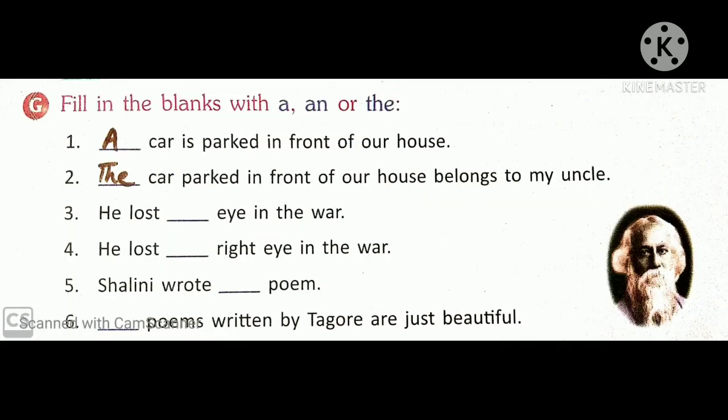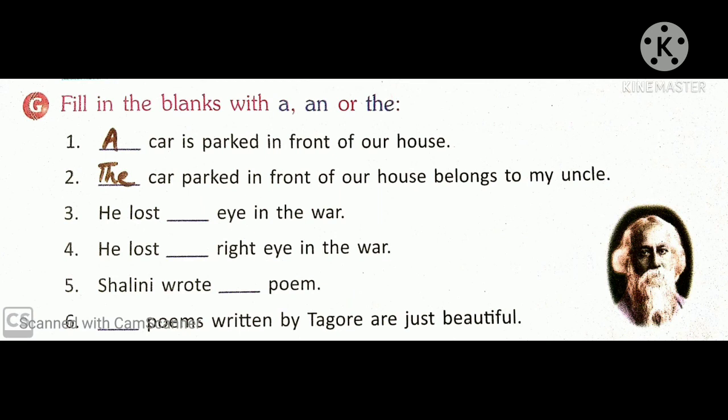Exercise G. In this exercise, you have to fill in the blanks with a, an, or the. I have done 2 answers for you. You have to do the next 4 on your own. Dash car is parked in front of our house. There can be many cars, but one is parked in front of my house. So I will write a because I am introducing that car in my sentence. So it is a car is parked in front of our house.